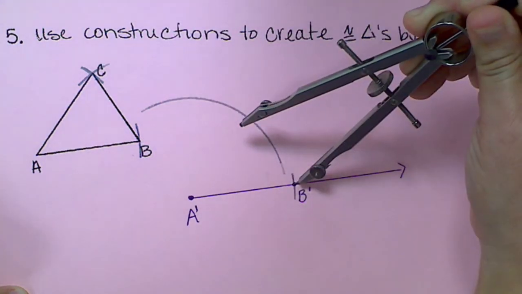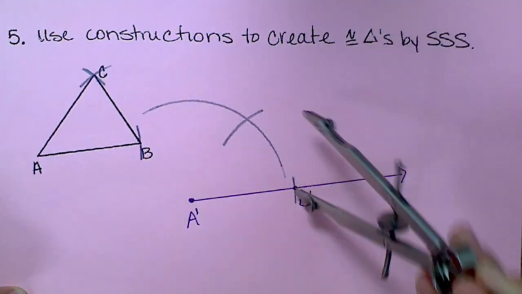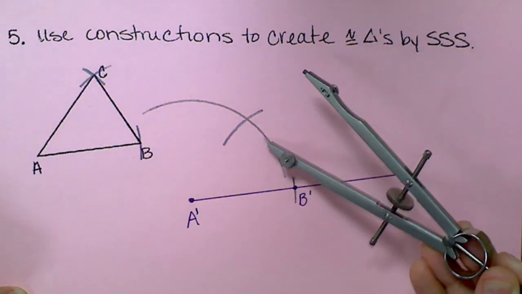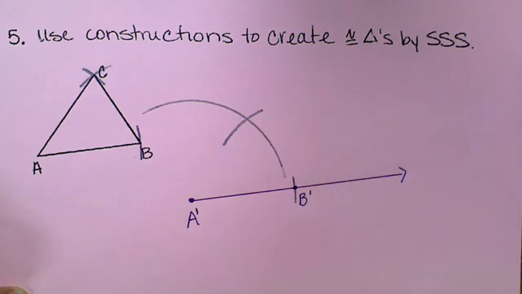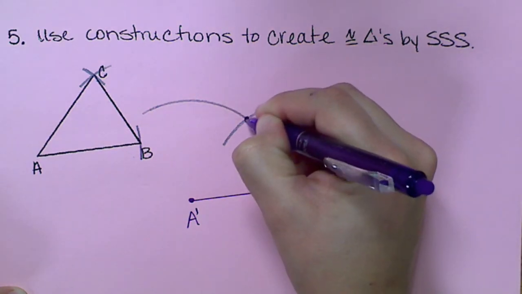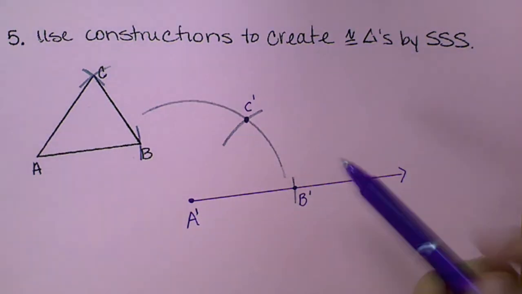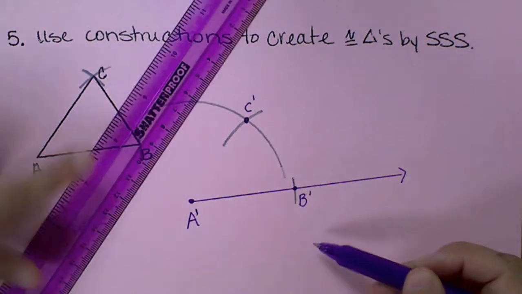So we're putting our point at B, and we're creating our radius arc to intersect the previous one that gave us the distance from A to C. We now have X marks the spot for our C prime. You can label it. Now, in order for you to get the full points, you have to connect the dots.